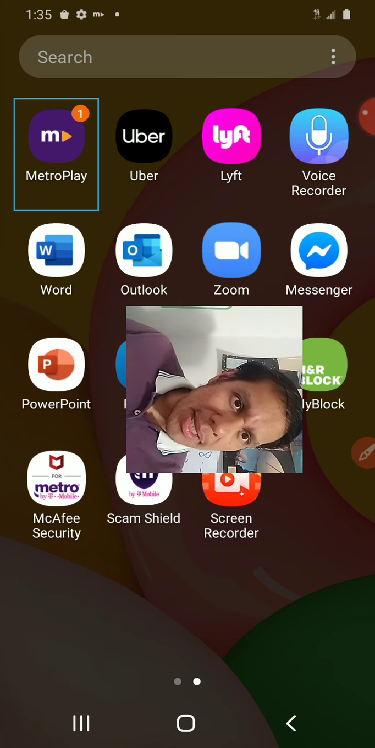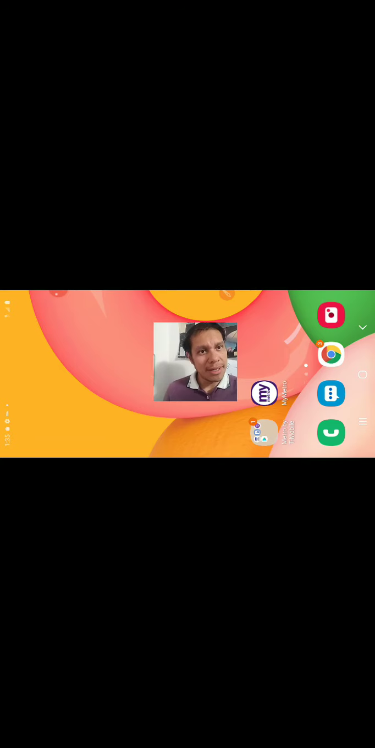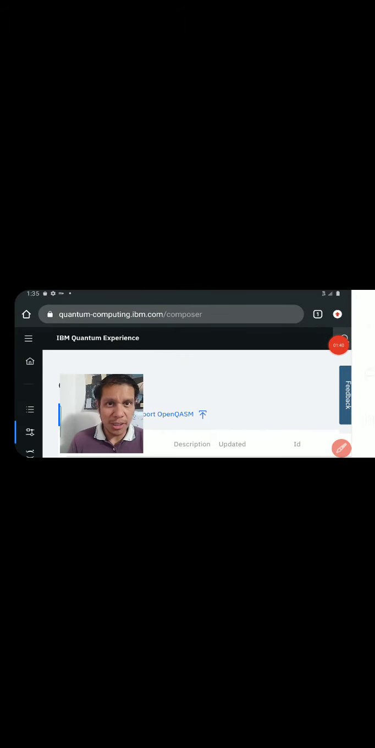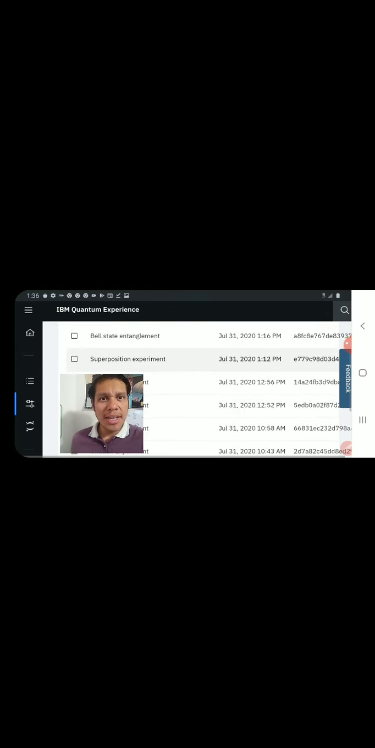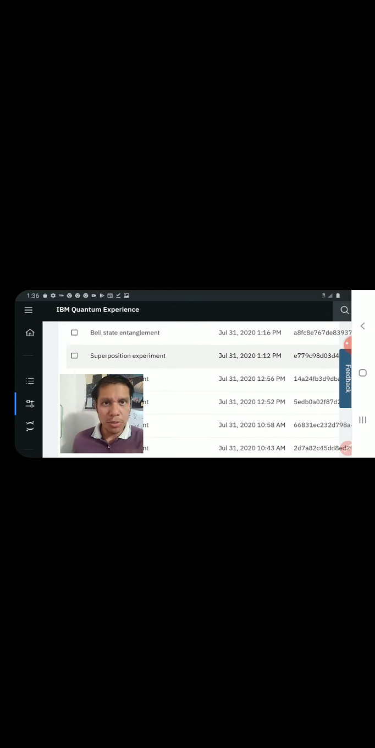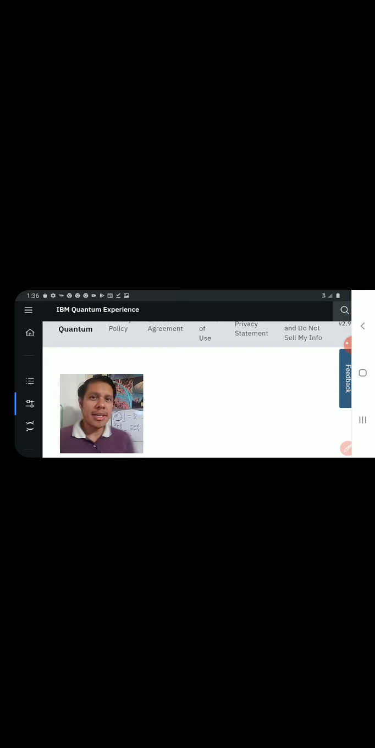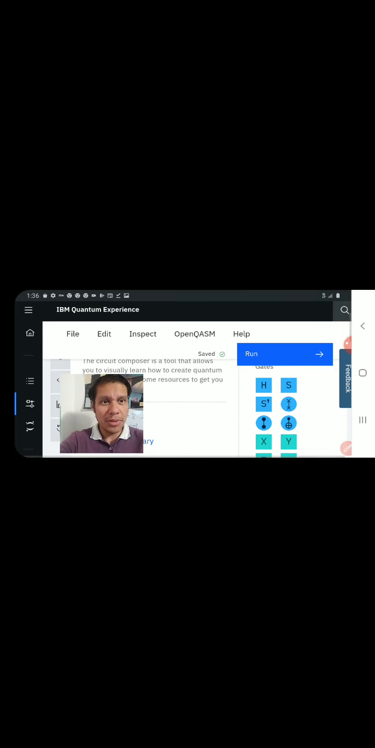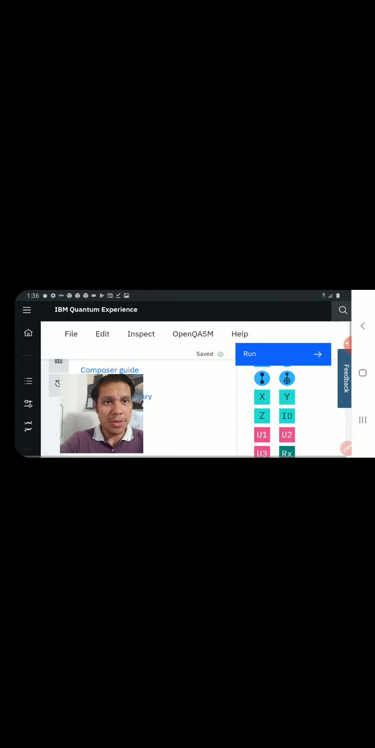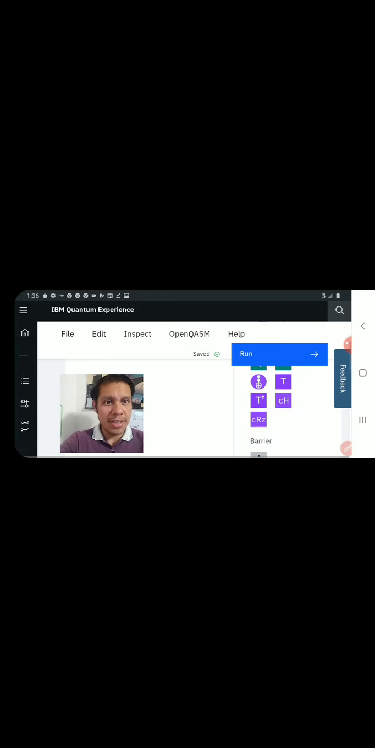So let me go back to my, let's open it up. Okay, let's take a look at it. All right, there you go, Quantum Experience. As you can see, I already made my own notebooks here. There is the superposition experiment right there, highlighted in gray. And let me show you what you can actually do. This is actually connected, okay, and here's my circuit. Hopefully you can see it. Okay, so there it is.